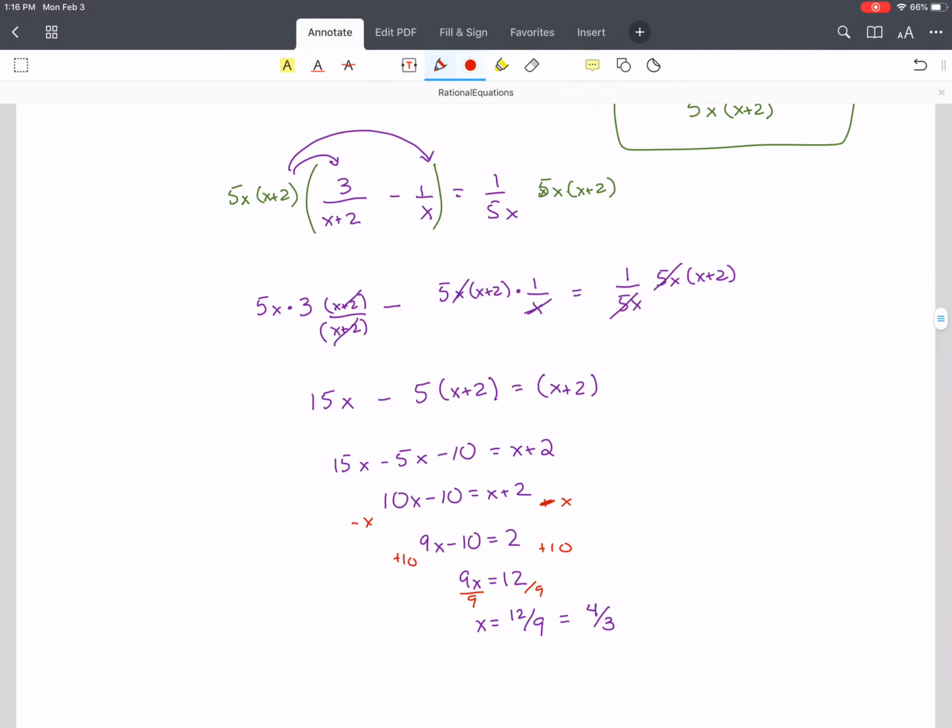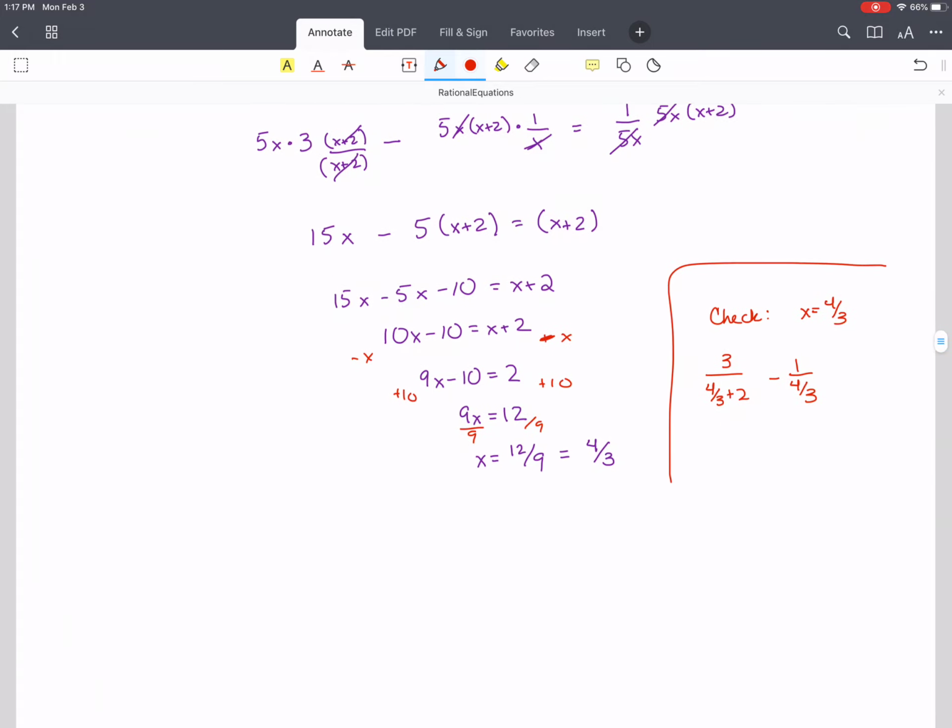So let's check this answer. So we have x equals 4/3. We're going to plug that in to our equation. We'll plug it in to the left side and see what happens. And then we'll look at the right side.